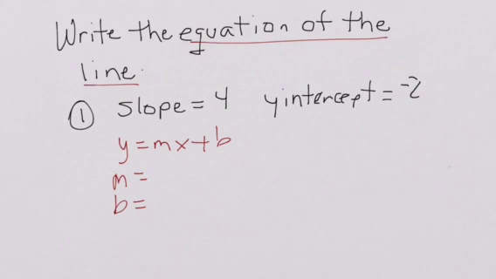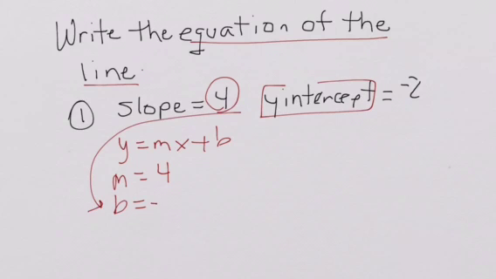According to the instructions here, my m, or my slope, is 4, and my y-intercept, which is also another name for b, is -2. So my equation of the line is going to be y is equal to 4x minus 2.